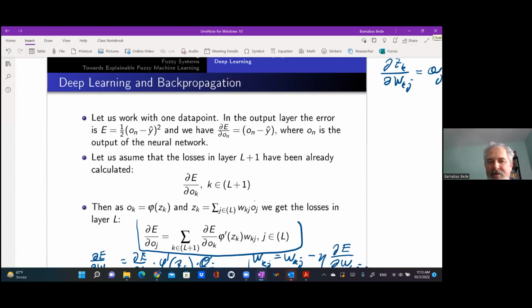So is that making it more clear? I know it's a little complicated algorithm, but yeah.